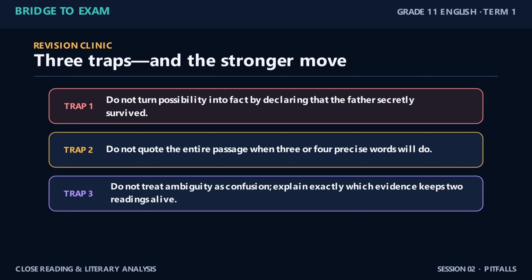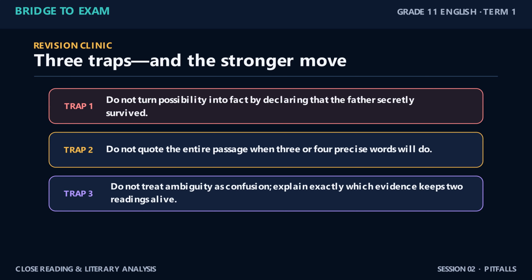Trap 1. Do not turn possibility into fact by declaring that the father secretly survived. The stronger move is to make the smallest claim that fully fits the evidence. Trap 2. Do not quote the entire passage when 3 or 4 precise words will do. Replace the shortcut with an explanation of the relationship.